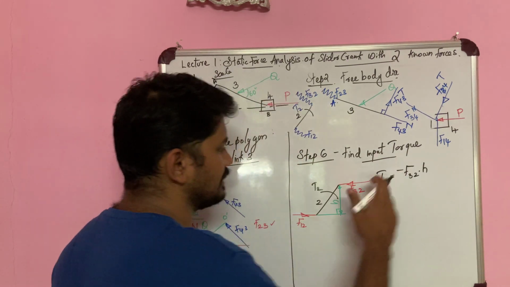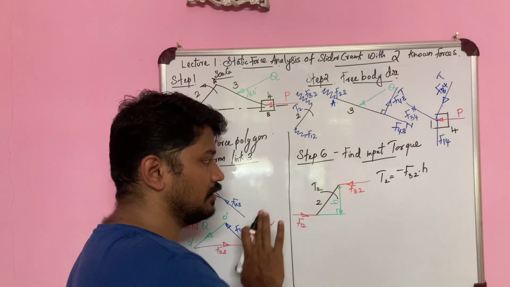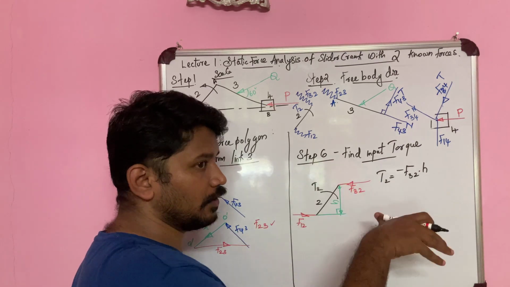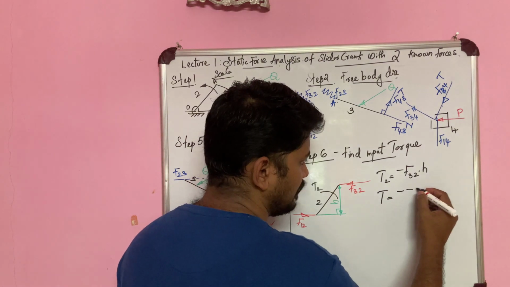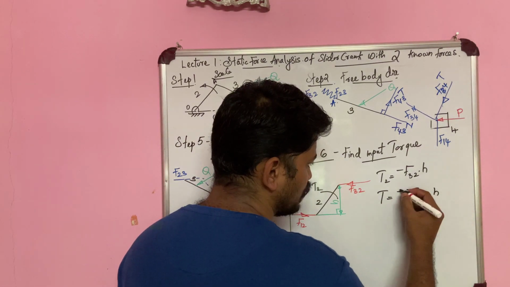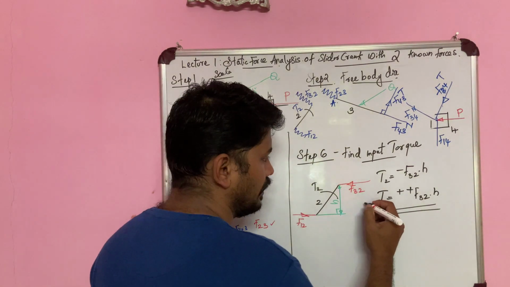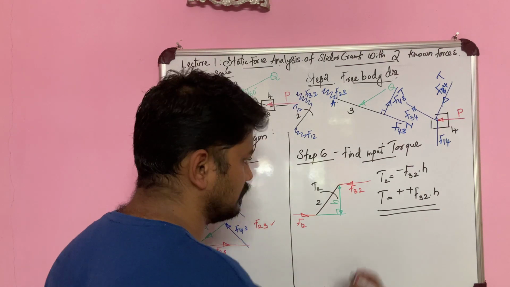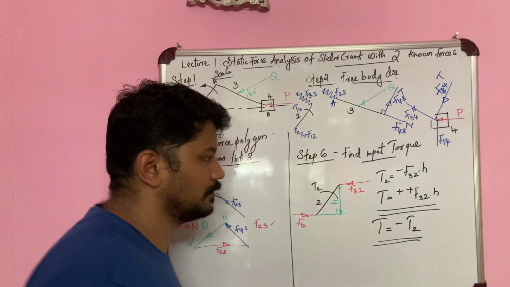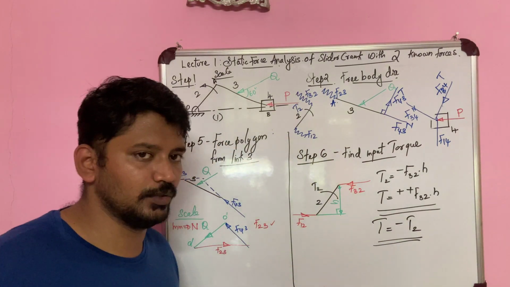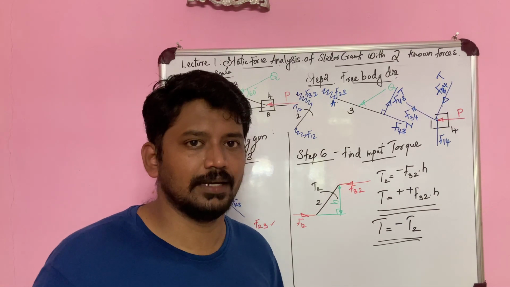So why is this minus sign? Because it is going to be in the anti-clockwise direction. And so the input torque to keep the system in equilibrium is going to be in the clockwise direction. So T is going to be minus of minus F32 into h. So eventually it is going to be plus sign. So T is the input torque and T2 is the couple. So eventually T is equal to minus of T2. So we will get the value for T2. So that's it, our problem is done.